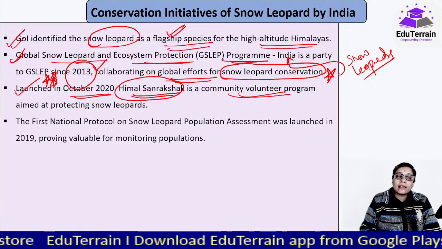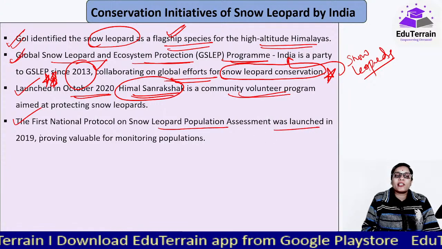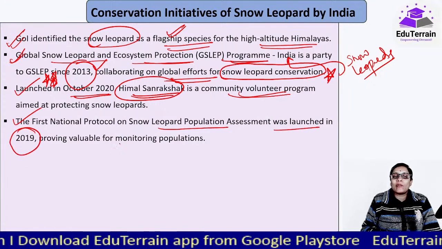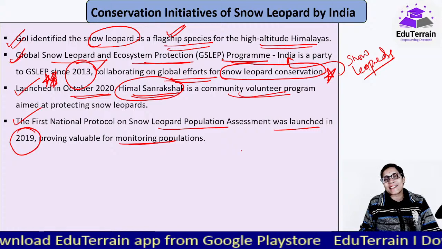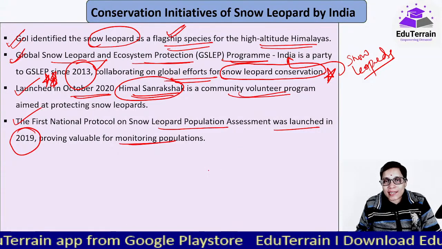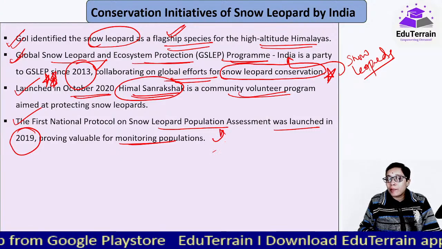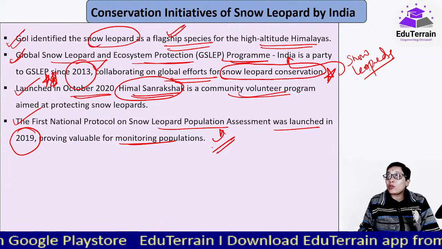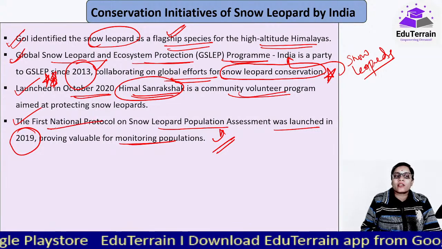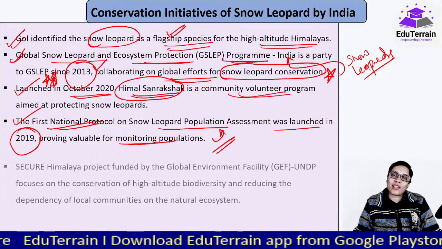Now, the first national protocol on snow leopard population assessment was launched in 2019, proving valuable for monitoring populations, based on which only the snow leopard population assessment was done in India. As I said at the start, the foundation was laid in 2019 itself. This is that foundation. The first national protocol was taken up on snow leopard population assessment.